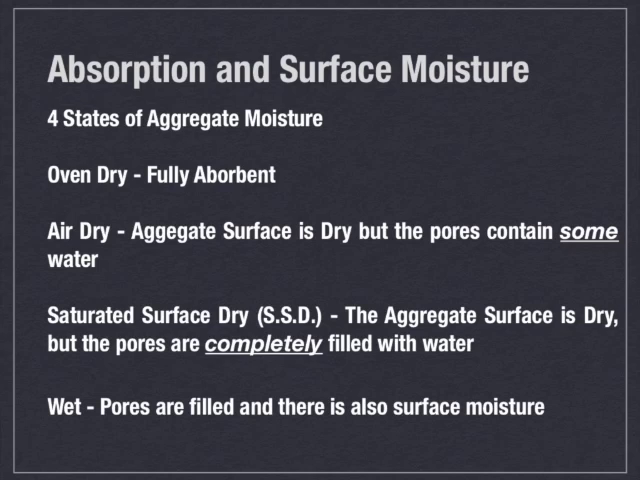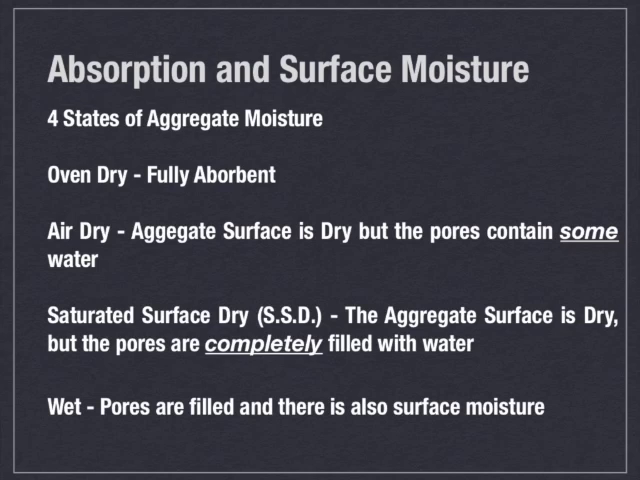They can be oven dry, which means that the pores inside the aggregate will absorb water. They can be air dry, which means that the aggregate surface is dry and some of the pores contain some water, meaning that they will continue to absorb water, but certainly not as much as the oven dry condition. Then we have saturated surface dry, meaning that the pores are completely filled with water, but the surface is dry. This is, in fact, the perfect condition.